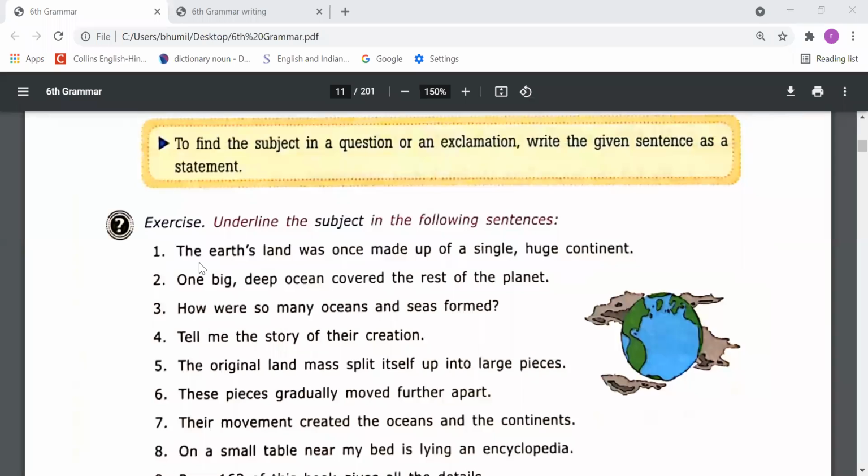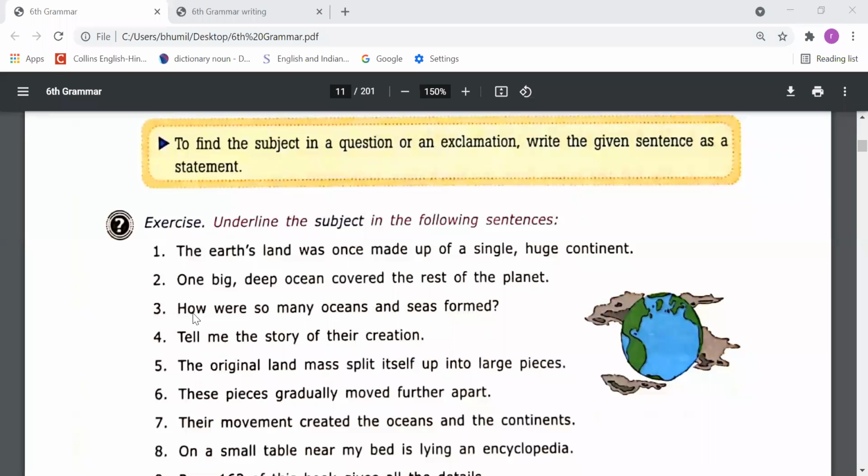The Earth's land was once made up of a single huge continent. So dear student, you have to understand this: we are talking about the Earth's land. So the Earth's land is the subject and the rest of the part is the predicate. So we need to underline the Earth's land, under these words we need to mention the underline. Next, one big deep ocean covered the rest of the planet. We are talking about the one big deep ocean. This is the subject, so this part is the subject, we should underline here, and the rest of the part is the predicate.